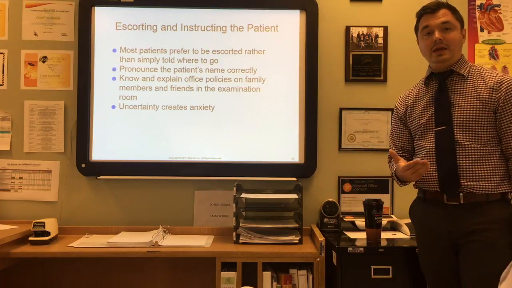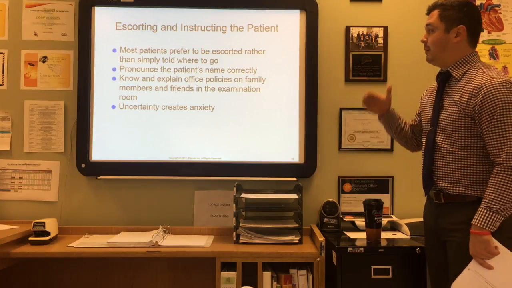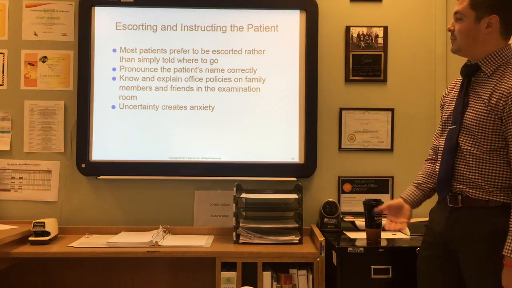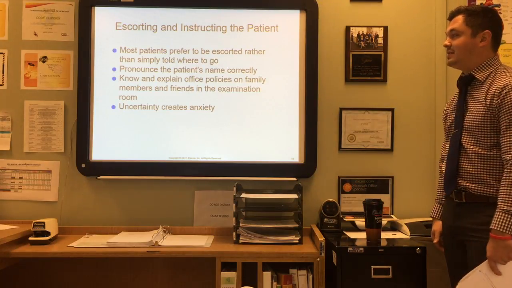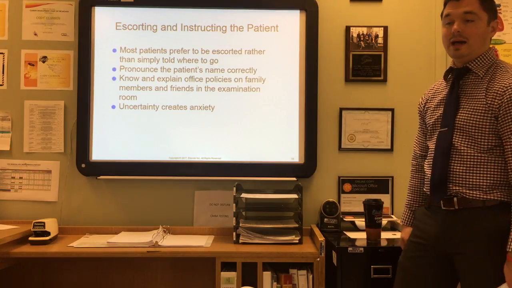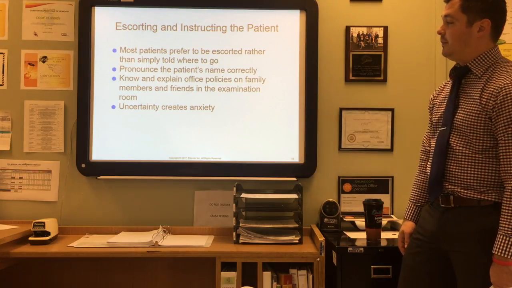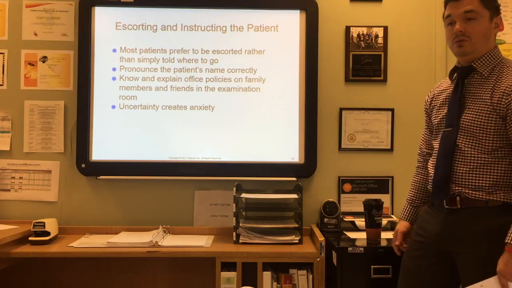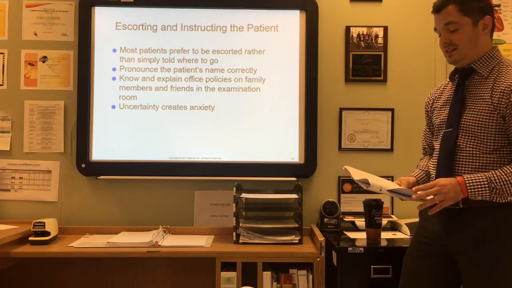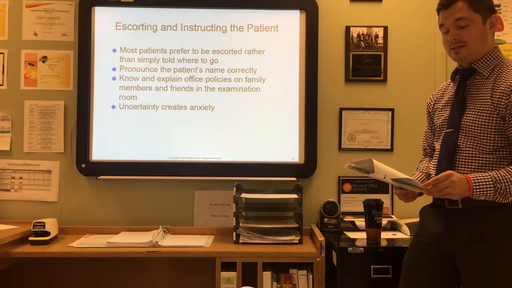When you're going to get that patient to take them to a certain room, pronounce the patient's name correctly. Make sure you know how to say the patient's name. Know and explain the office policies on family members and friends in the examination room. Most generally, most offices will allow it, though some will not. Uncertainty about the way things are going creates anxiety for the patient, and that's not what we want. We want to remove that anxiety.